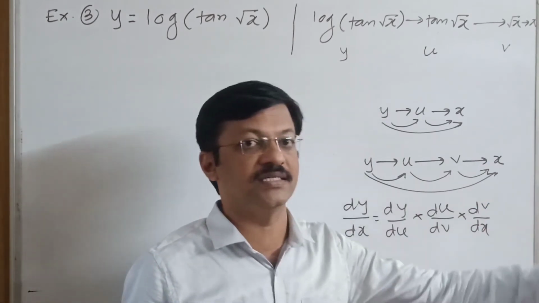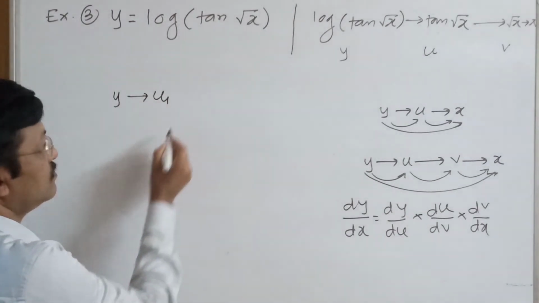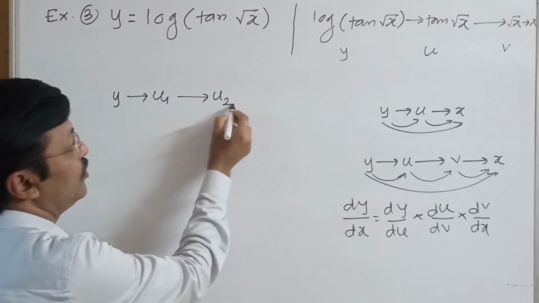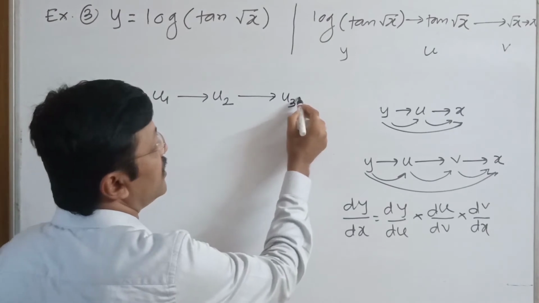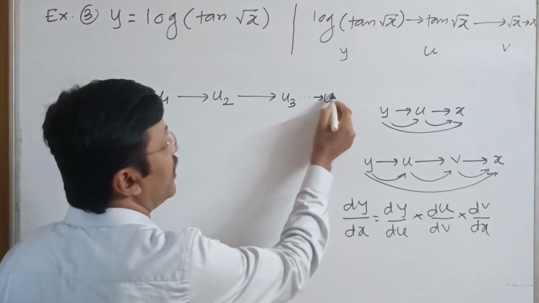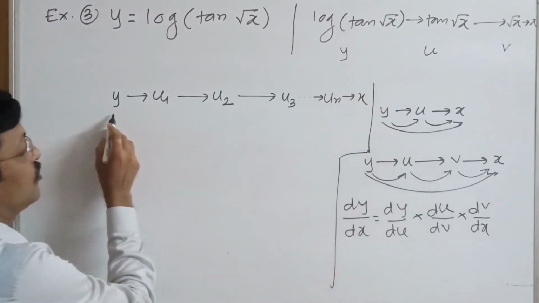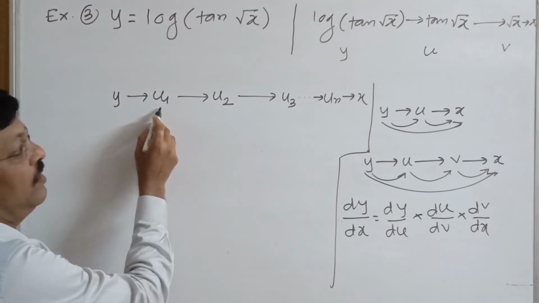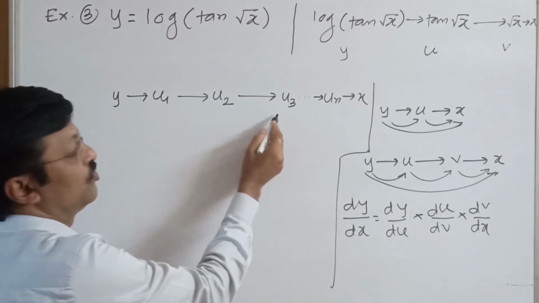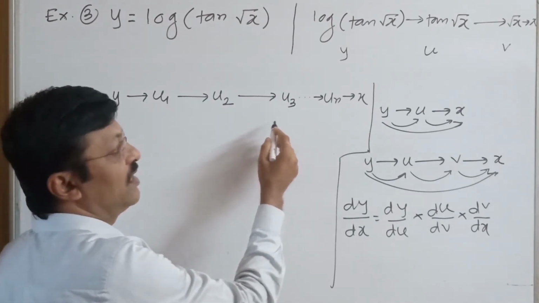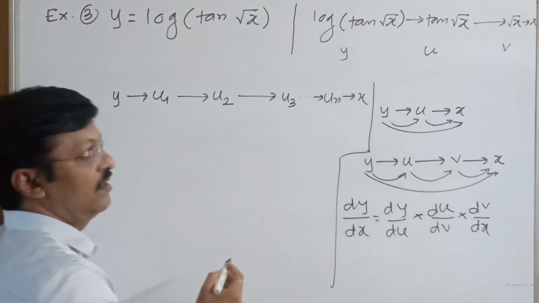So you can generalize this. If you have y as a differentiable function of u1, u1 a differentiable function of u2, u2 a differentiable function of u3, and this goes on, u3 a differentiable function of u4, and so on, and finally un is a differentiable function of x.